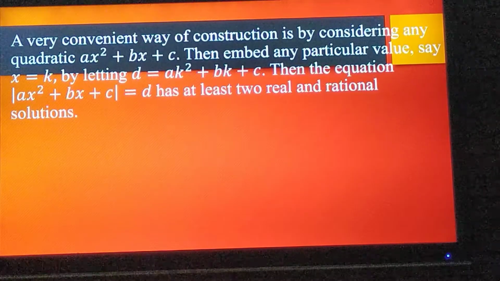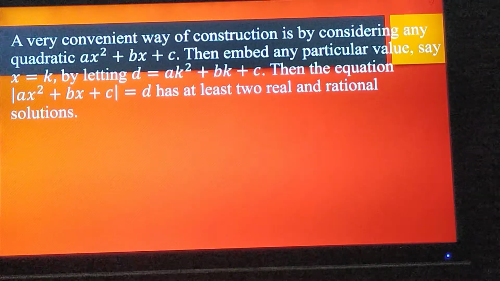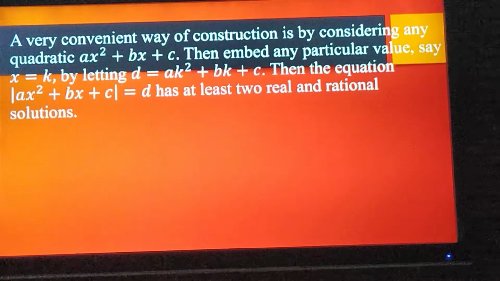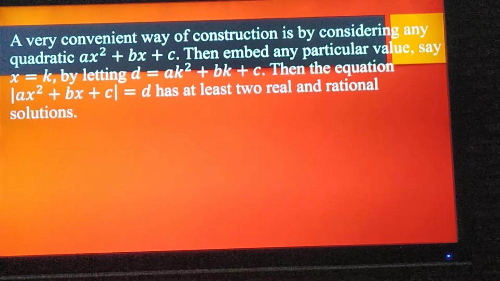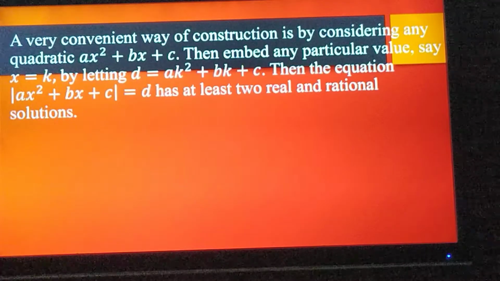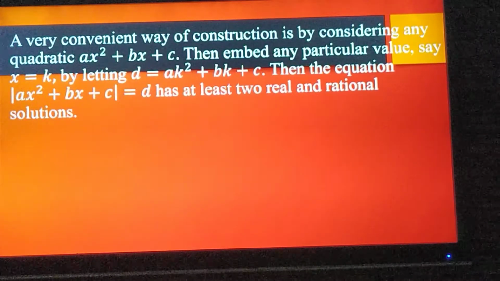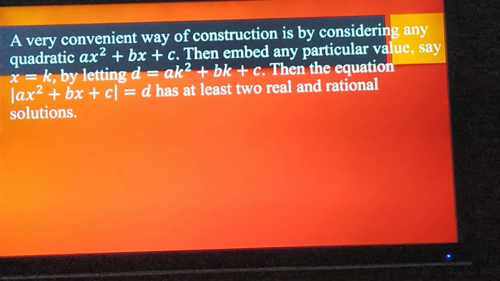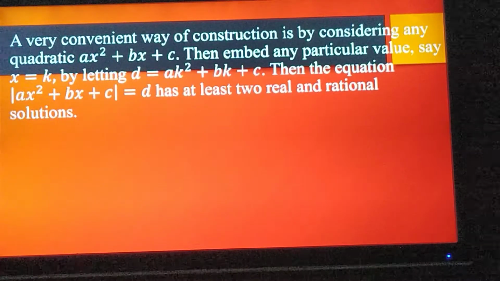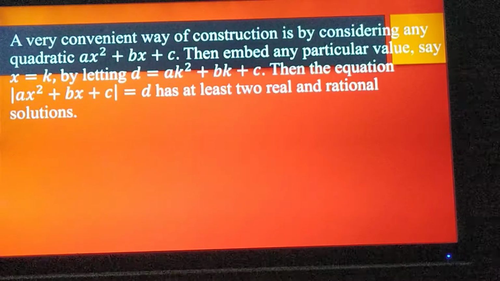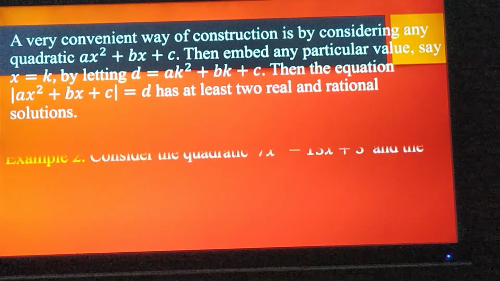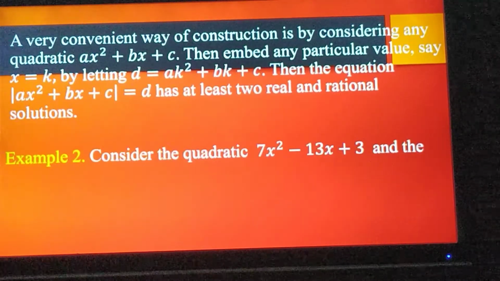A very convenient way of construction is by considering any quadratic ax squared plus bx plus c. Then embed any particular value, say x equals k, by letting d equals ak squared plus bk plus c. Then the equation absolute value of ax squared plus bx plus c equals d has at least 2 real and rational solutions.